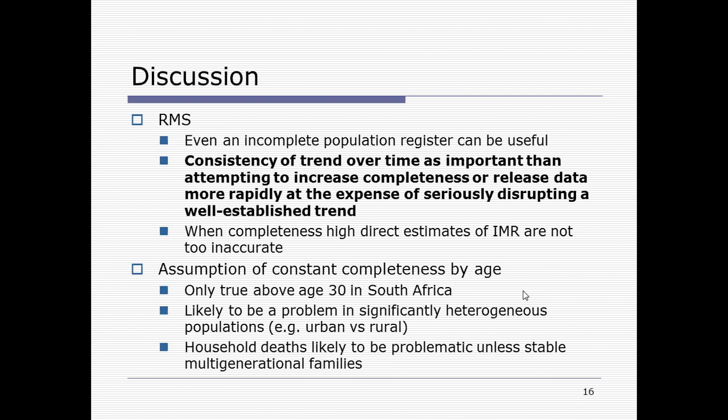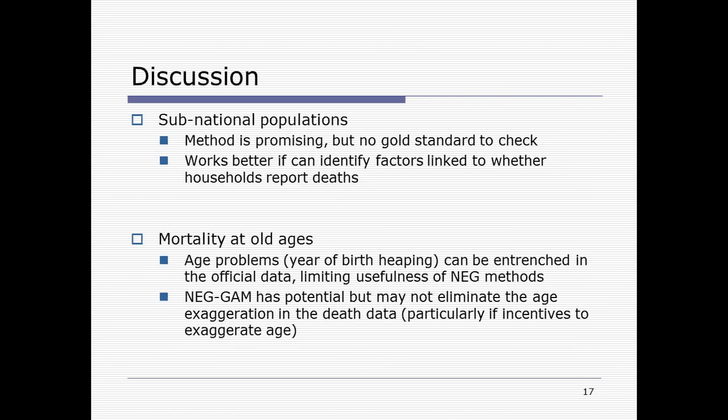And household deaths are likely to be problematic unless you've got stable, multi-generational households. And I think it's quite a challenge to produce reliable results using deaths reported by health census. In terms of subnational populations, I think the method is promising, but we don't have a gold standard to check. And it works better if you can identify factors that will be linked to whether a household reported a death or not. And so that might be useful work to be done in that respect.